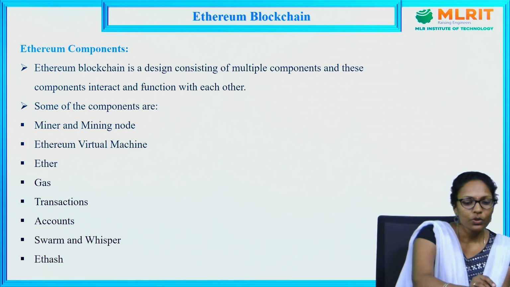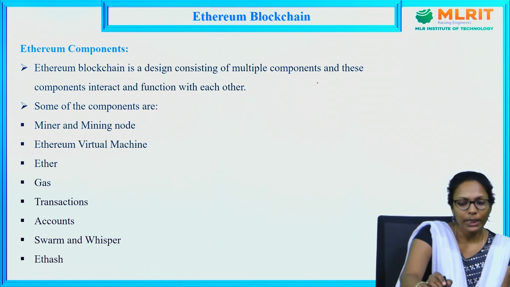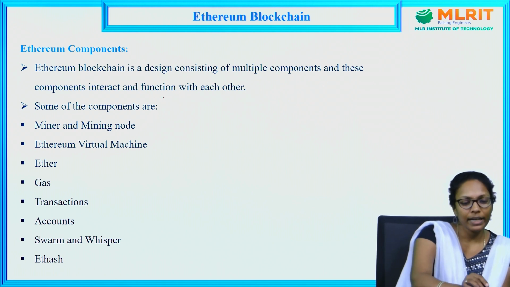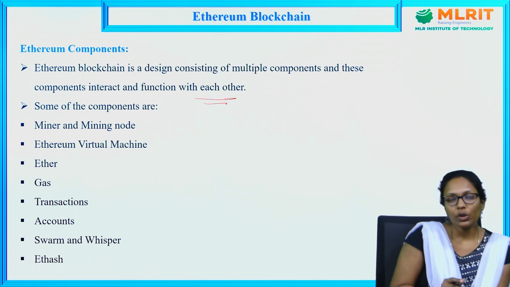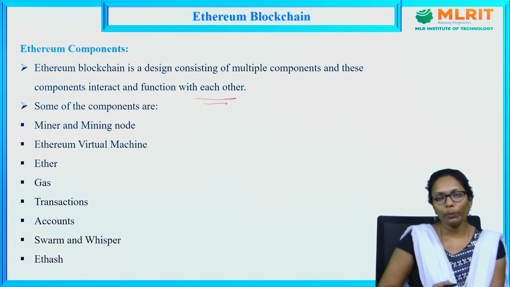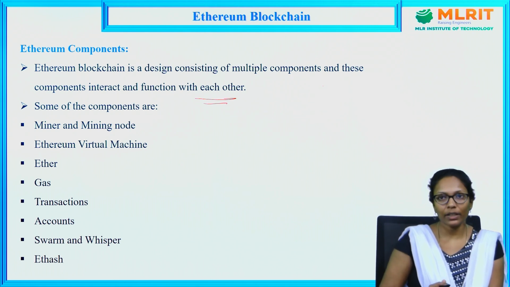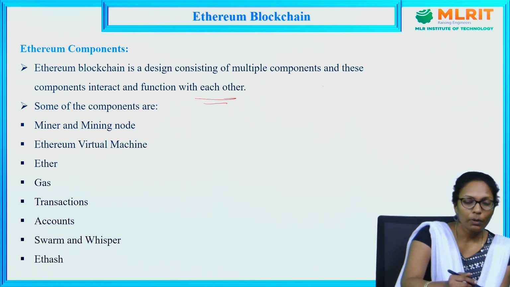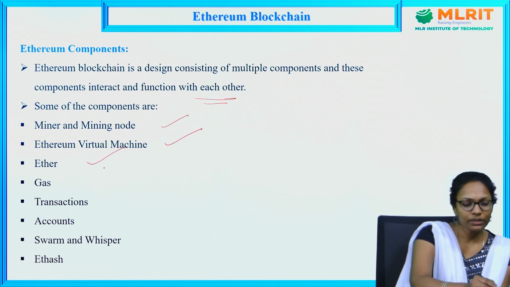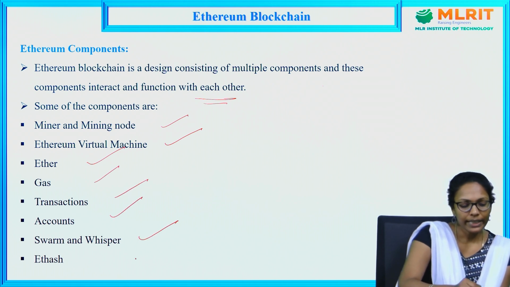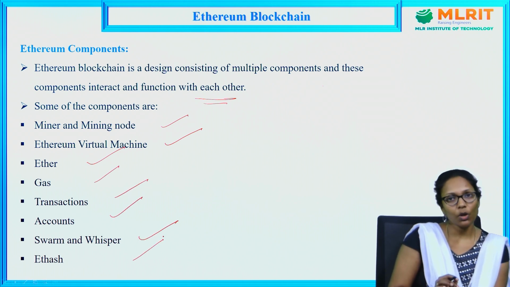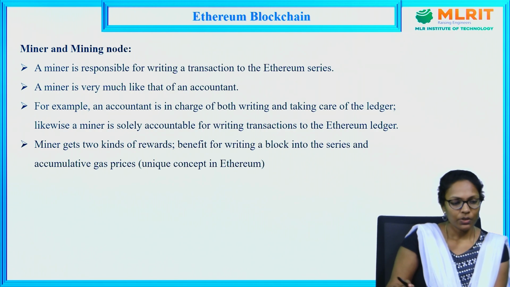So the Ethereum blockchain is designed with multiple components, and these components interact and function with each other. To run this complete blockchain, all these components need to interact with each other. So what are some of the components we are listing here? One is the miner and mining node, Ethereum virtual machine, Ether, gas, transactions, accounts, Swarm and Whisper, Ethash. So all these are some of the components of the Ethereum blockchain. We'll see them one by one.